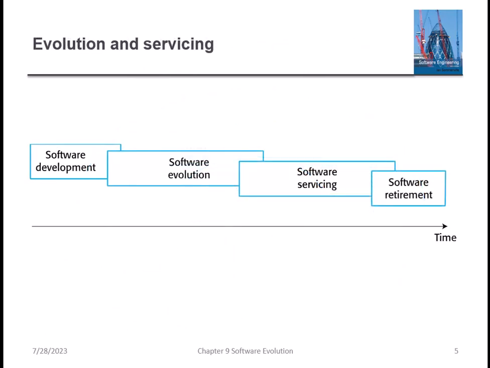Evolution and servicing. Software development phase, then evolution. Evolution means bringing changes, and then servicing. Software gives service to the users, and then software retirement. Software retirement means the software does not achieve the desired or challenging business goals of the stakeholders based on their needs. So the software goes to retirement.